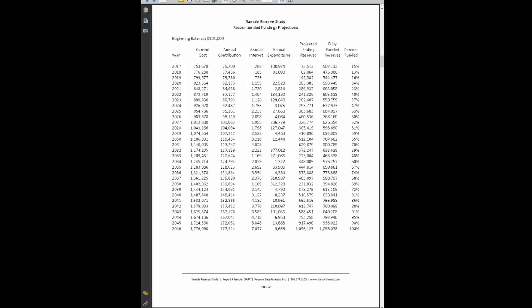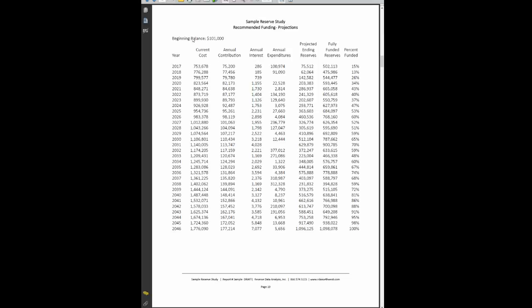Next, we'll see the recommended funding projections. Again, you want to make sure you read the top of this page for the heading to see what funding model you're looking at. There are going to be different funding models in the reserve study, so each will have a different goal in mind. In this particular case, we have a funding goal of getting from the end of fiscal 2017, 15% funded, to the end of 2046 being 100% funded. So getting up to a 100% funded level over that 30-year period.